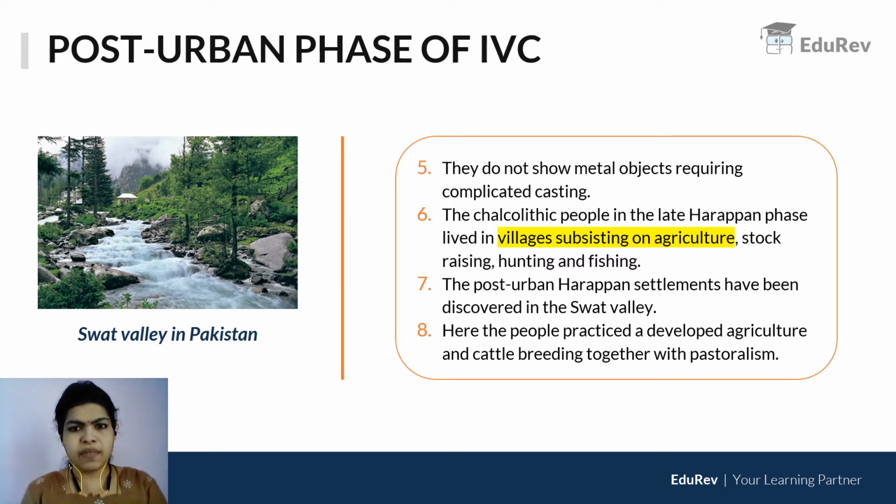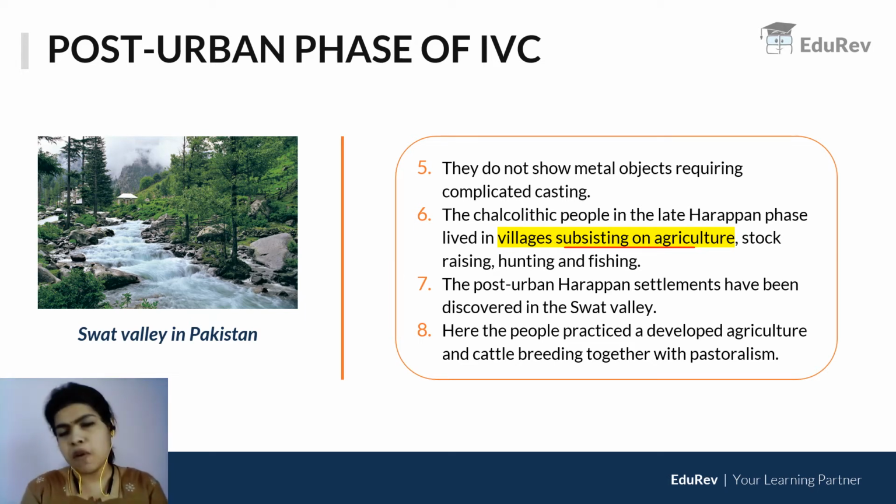That also practically vanished, and villages started to be on subsistence agriculture. What does that mean? It means they are returning to a primary activity focused economy rather than focusing excessively on secondary or tertiary activities. This post-urban phase focuses more on subsistence agriculture, stock grazing, which means animal husbandry, and then hunting and fishing.